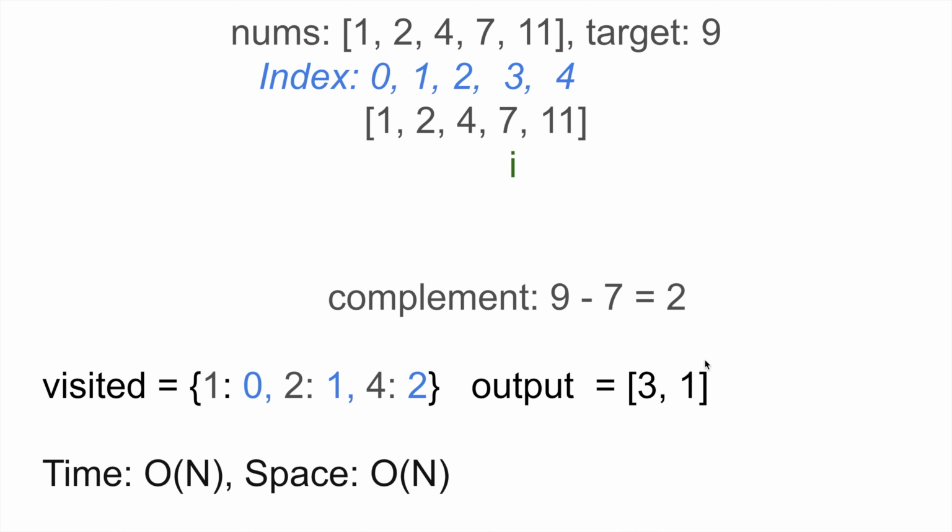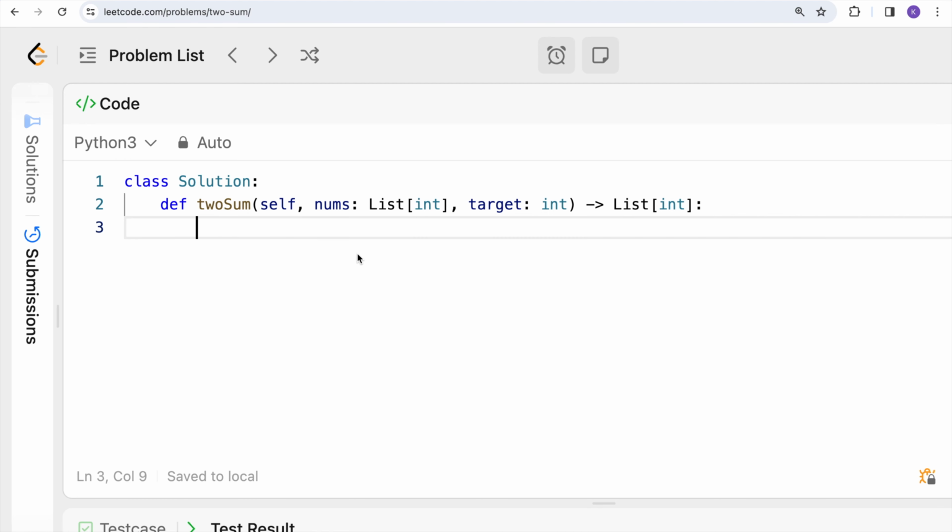In this approach, the time complexity is n because we loop through this array. It means there are n steps involved, so the time complexity is n, and the space complexity is also n. The reason is that we store n items in the hash map. And now let us implement the approach we just discussed.